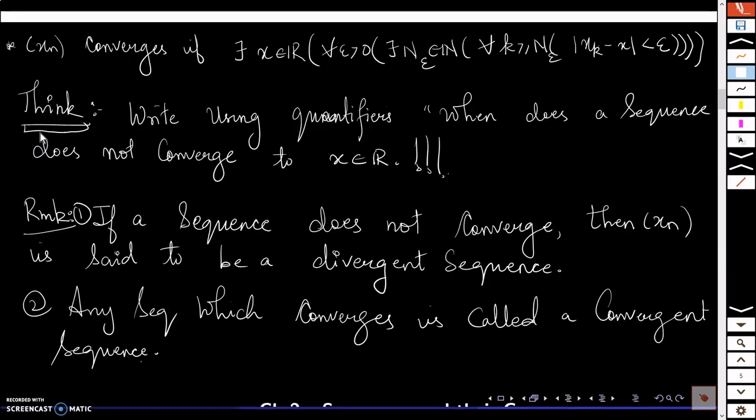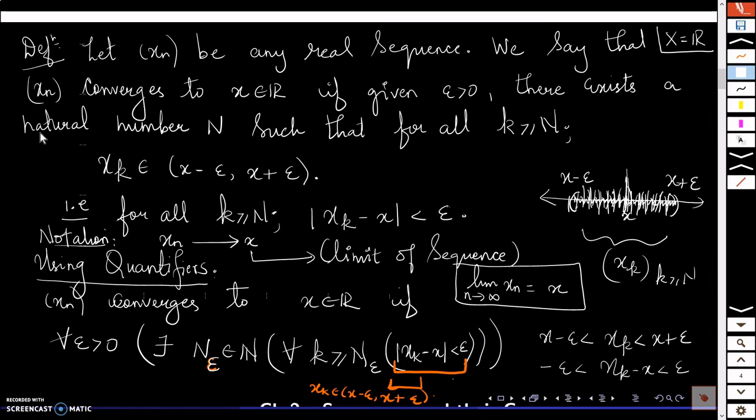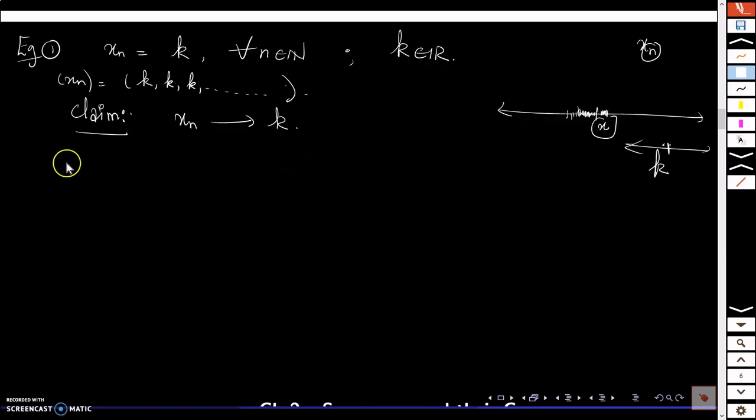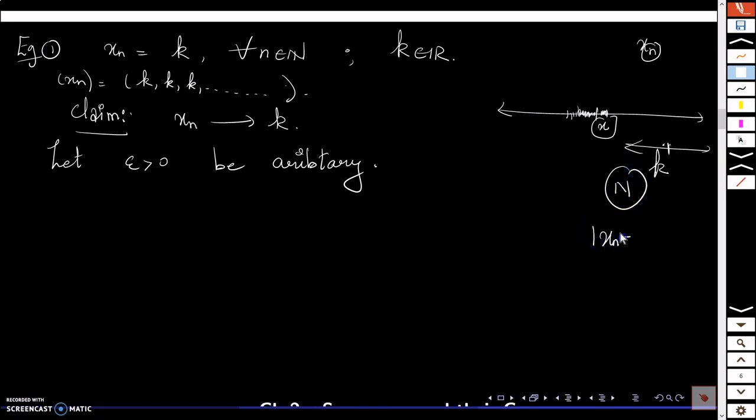So what I have to do now, by definition, is take any epsilon positive. For any epsilon positive, I should be able to find a natural number such that xn minus the limit is less than epsilon, right? So I will start with some epsilon positive, which is an arbitrary real number. Let epsilon positive be arbitrary. Okay, so what do I have to do? I have to find one natural number such that the difference, that is xn minus k in this case, will be less than epsilon. So I have to estimate this difference, xn minus k.